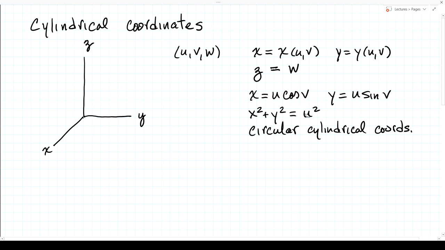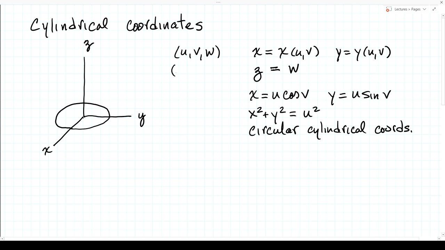If a contour u equal to a constant was an ellipse, we could call these elliptical cylindrical coordinates and so on. However, circular cylindrical coordinates are by far the most encountered in practice. And so we will just use the generic name cylindrical coordinates to mean, unless we specify otherwise, circular cylindrical coordinates. So in these coordinates, if you're in the xy plane and you have a constant value of u, that would define a circle.